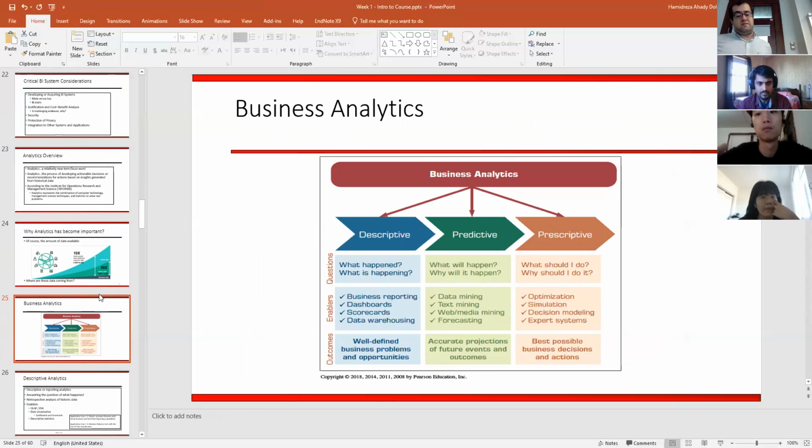Okay, again, when we start working in the lab, probably these terms will make more sense for you. Today I'm just going to tell you what is going on in the future. So in the descriptive part, we want to see the current situation, so what happened or what is happening. You learn how to make business reports, dashboards, and scorecards. Also, in this part, you need to know how to manage your data.